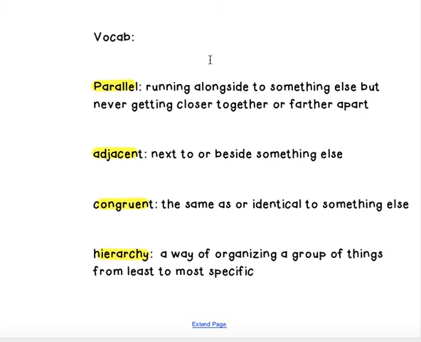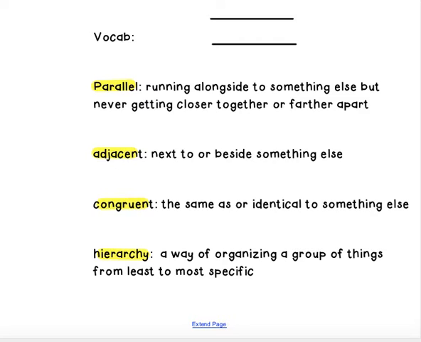The first is parallel. And if you think about two lines that are parallel, they're running alongside each other, and they never get closer together and they never get farther apart. So they are always the same distance apart. So like for example, these two lines are parallel. Doesn't mean they have to be the same length, but they have to be running the same way, and then this space in between them will never increase or decrease.